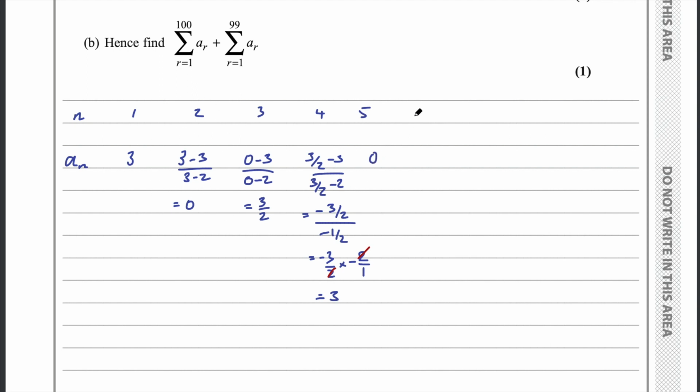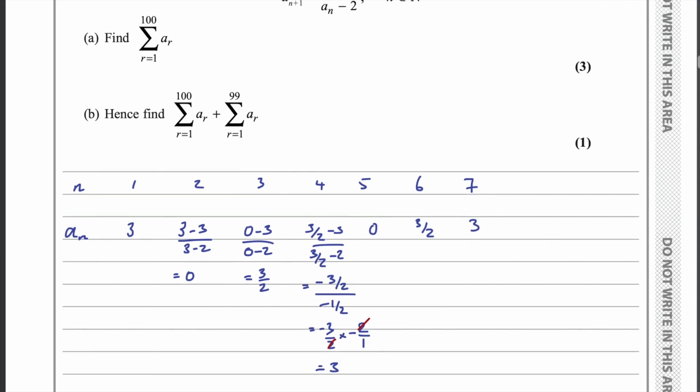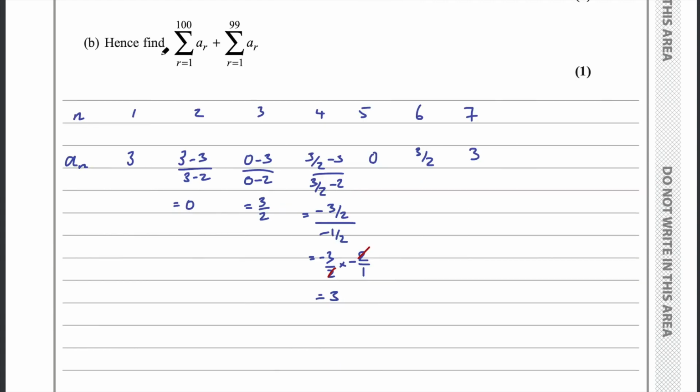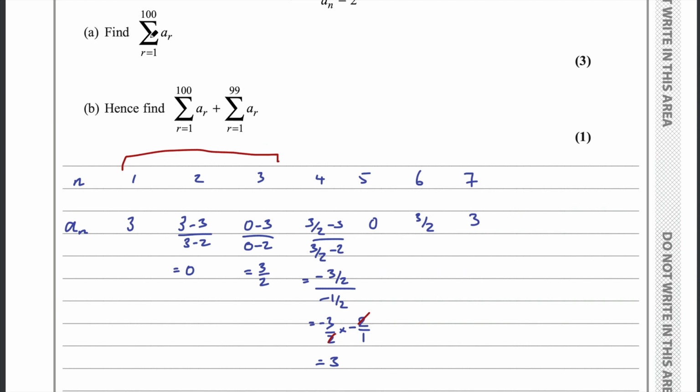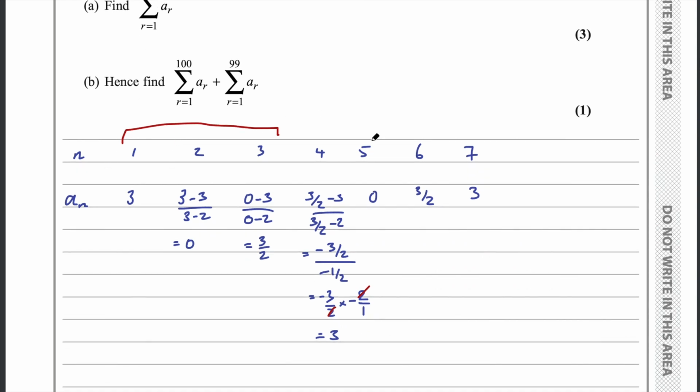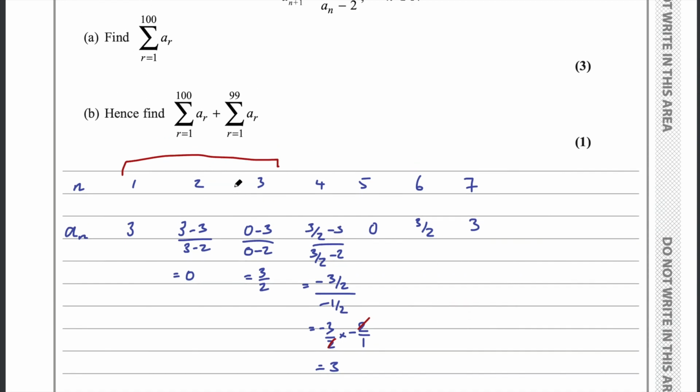It would be 0. So 6 would be 3 on 2, 7 would be 3, etc. Okay, so this sequence is repeating after the first 3 terms. So every 3 terms the sequence repeats, and if we were to go up to 100, think of 100 divided by 3. Well, it doesn't go in evenly, but 99 divided by 3 is 33. So it'd be 33 of these repetitions up to 100.